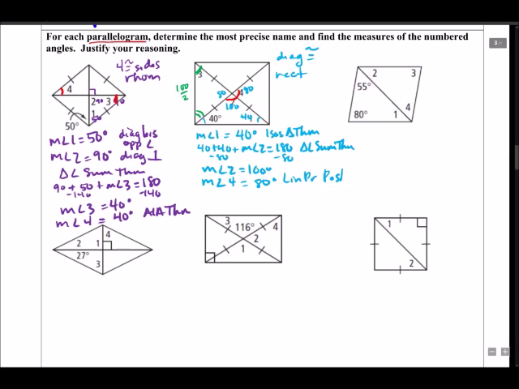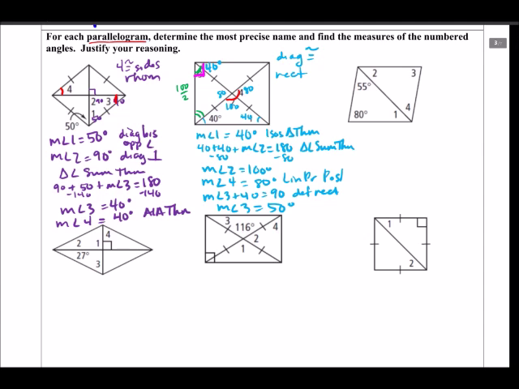Another option here is this is 40 degrees because of alternate interior angles. And what do we know about the angles of a rectangle? We know that this entire thing is 90 degrees. So the measure of angle 3 plus 40 equals 90. That's just definition of rectangle, right? And so the measure of angle 3 is 50 degrees. So both ways like that work very nicely.